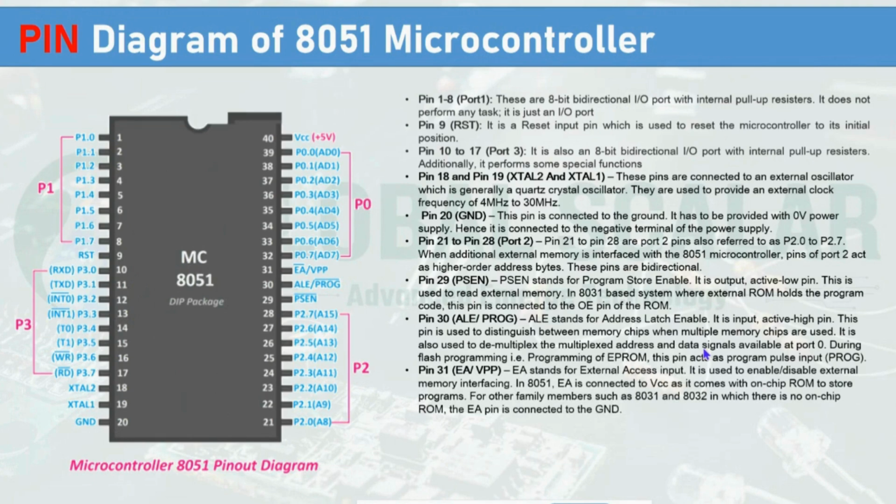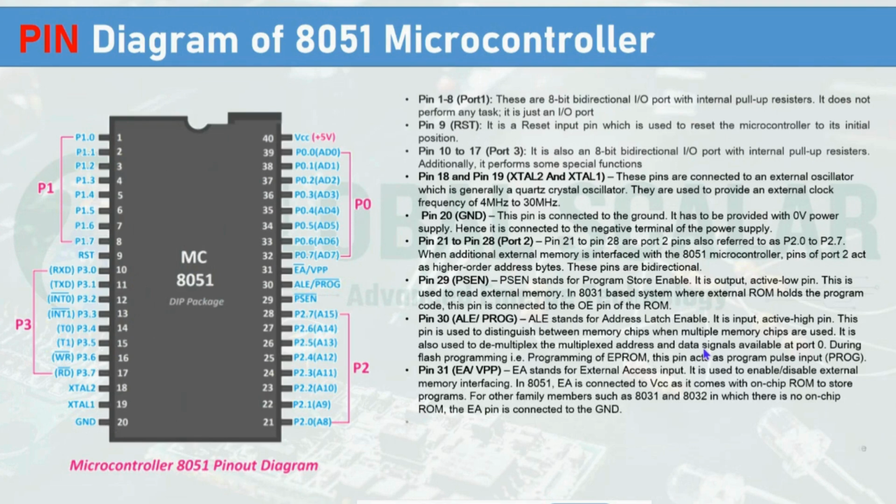So pin 31 is nothing but the external access input. It is used to enable or disable the external memory interfaces, and it is connected specifically for the voltage. Some of the memories require the power supply as well, to store some program data.